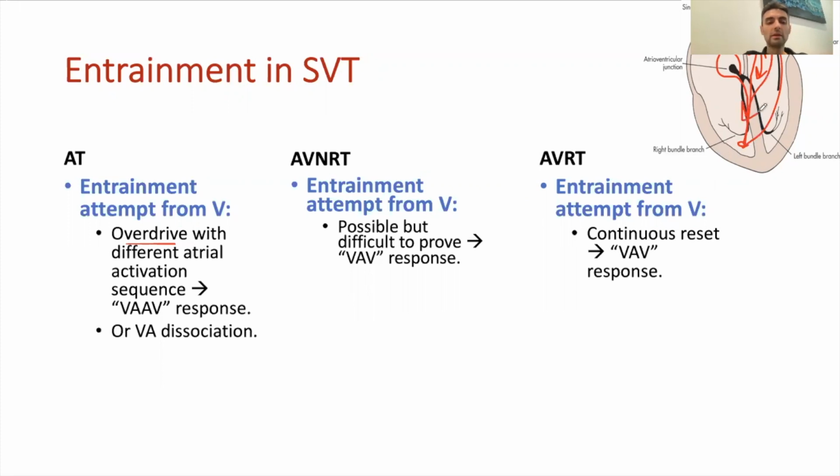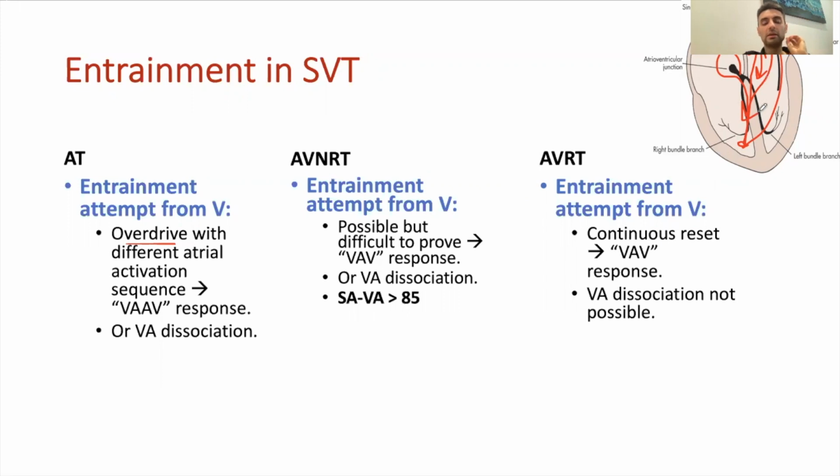You might, for atrial tachycardia, demonstrate VA dissociation. You might for AVNRT demonstrate VA dissociation because technically the V is not part of your circuit. However, for AVRT, it's not possible to demonstrate VA dissociation because V is part of your circuit.